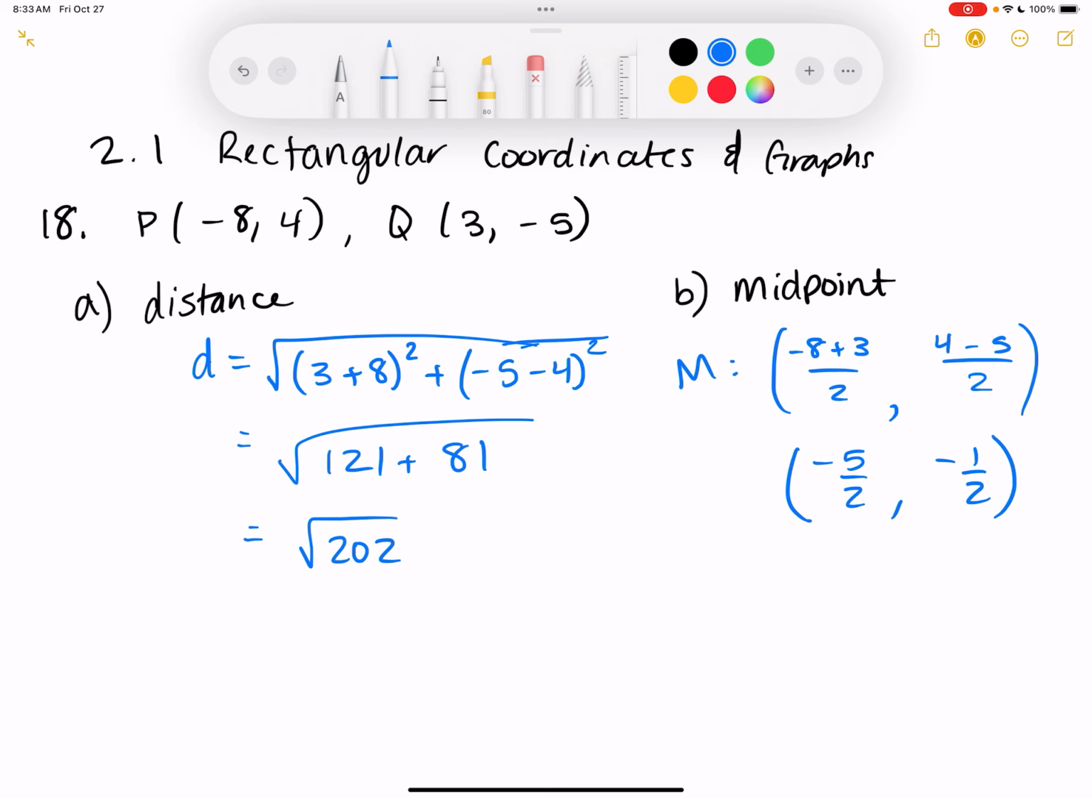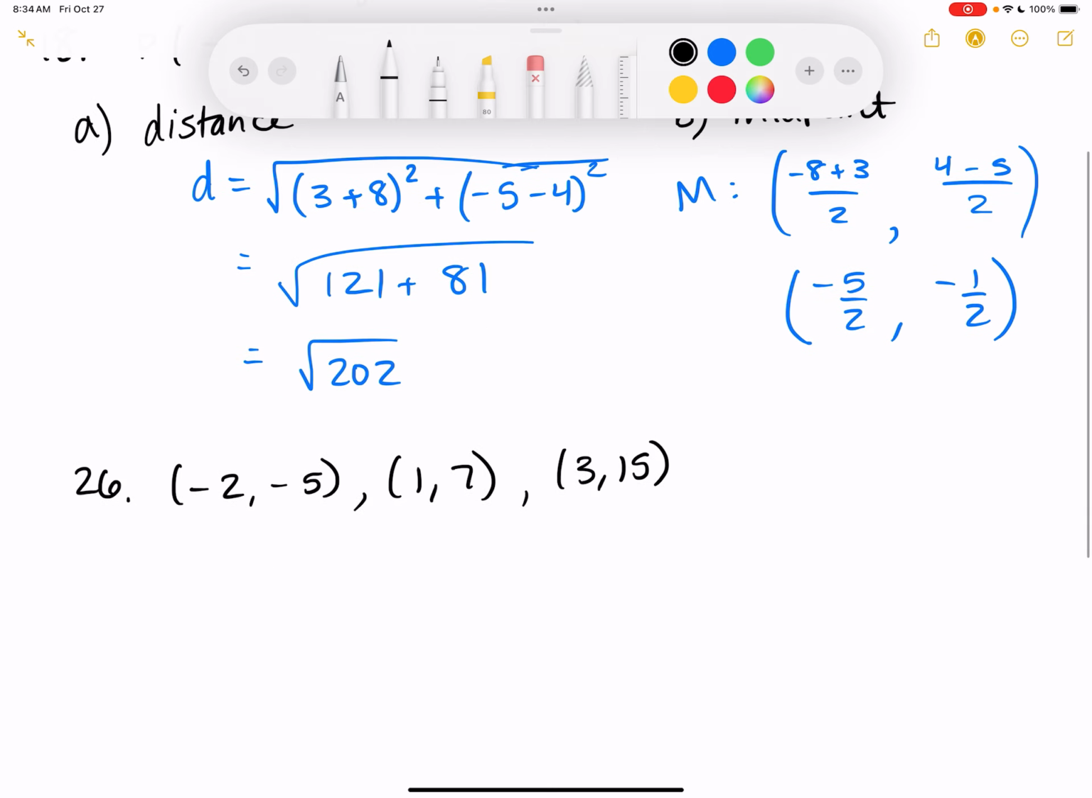So basically they're going to give us 3 points. So we'll look at number 26. The points (-2, -5), (1, 7), and (3, 15). And we are going to use the distance formula between each point.